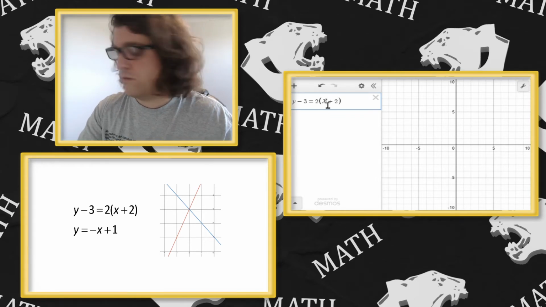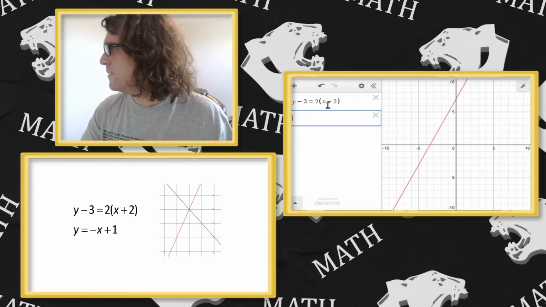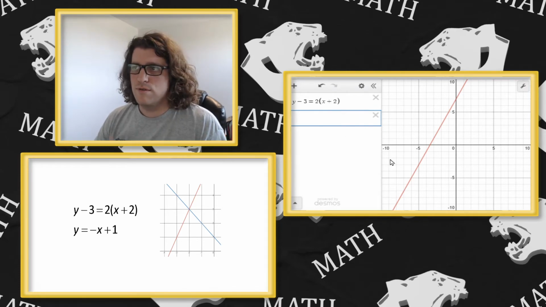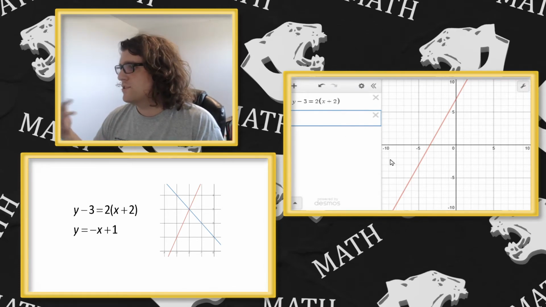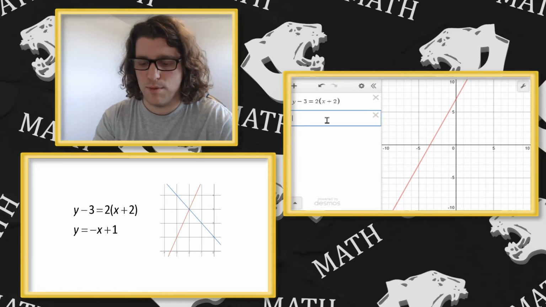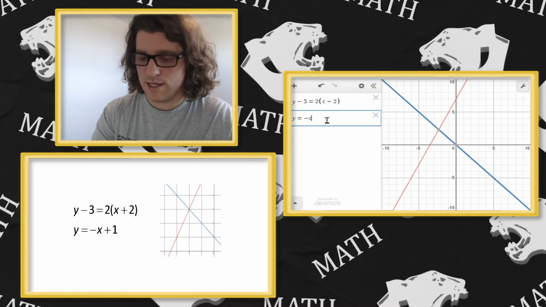So one of the cool things is my caps lock must be on. I must have hit it by mistake. There we go. So one of the cool things is it does not need you to format your equations in any particular way. So that one is in slope point form, and it's fine with that, no problem at all. The other one I'm going to put down is y is equal to negative x plus 1.